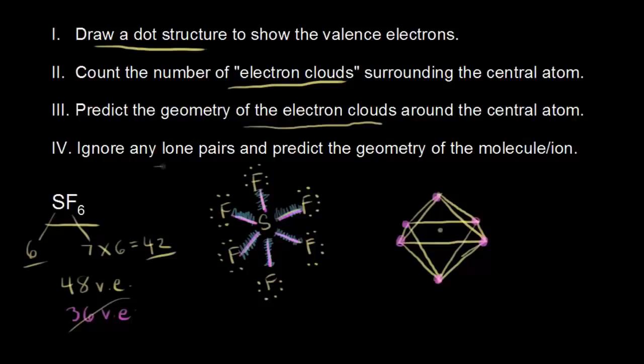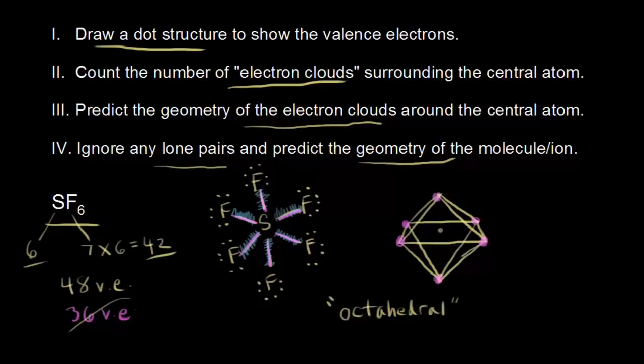Step 4, ignore any lone pairs on your central atom and predict the geometry of the molecule. Well, since we have no lone pairs on our central sulfur, the geometry of the molecule is the same as the geometry of the electron clouds, and so therefore we can say that sulfur hexafluoride is an octahedral molecule. So let's go ahead and write octahedral here.